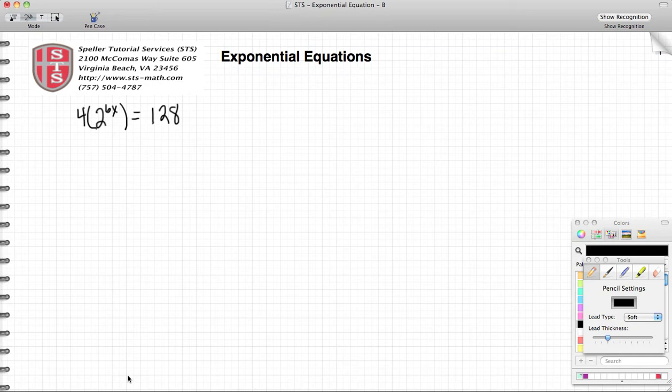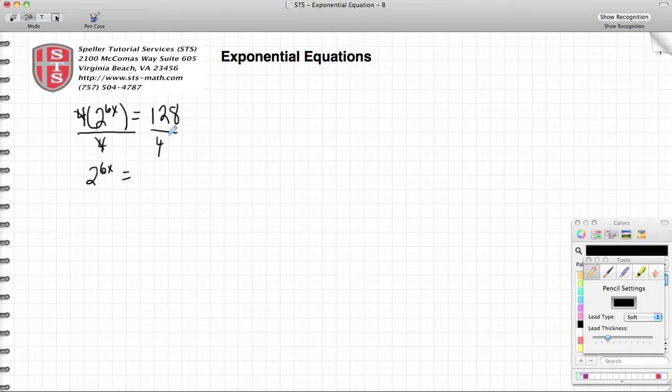All right, I've shown this equation in a previous video, but here I'm going to show an alternate method to solving this particular problem. We see that the 4 here is being multiplied by the exponent, so that means we can divide both sides by the 4 to actually undo that process. In doing so, 4 divided by 4 gives us 1, which leaves us with 2 raised to the 6x power.